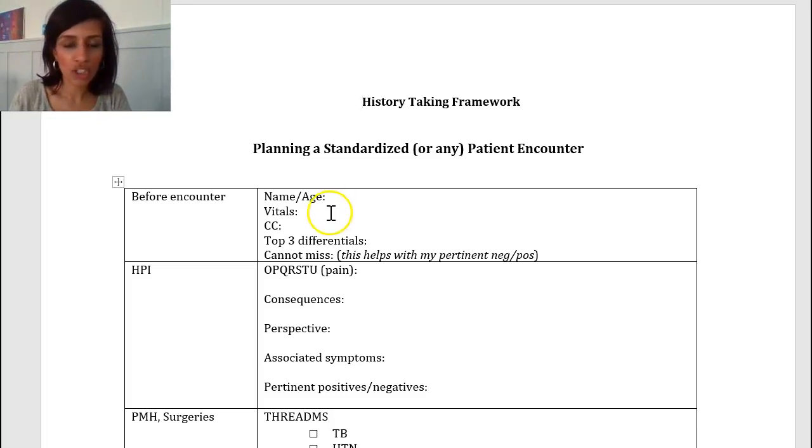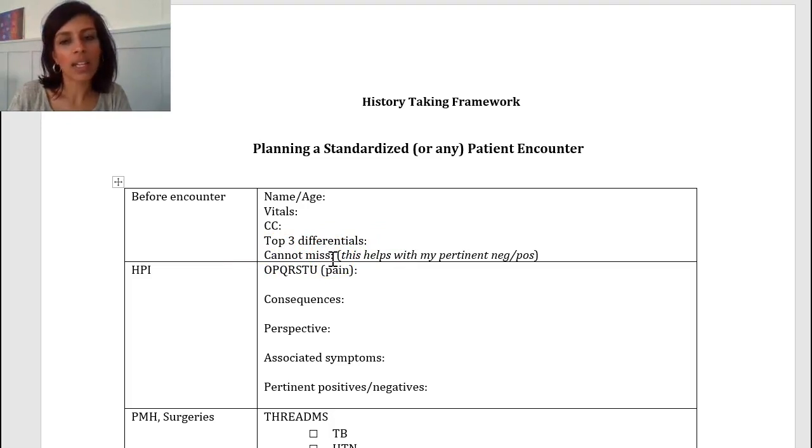So I start with their name and age, and then I'll write down the vitals, because those are always given to you in your encounter, and then I'll write down the chief complaint, because that helps me think about what differentials I might be looking at. So I'll jot down what are some things that I might be thinking about as soon as I see the chief complaint. And then I write down what are my cannot miss diagnoses for that specific chief complaint.